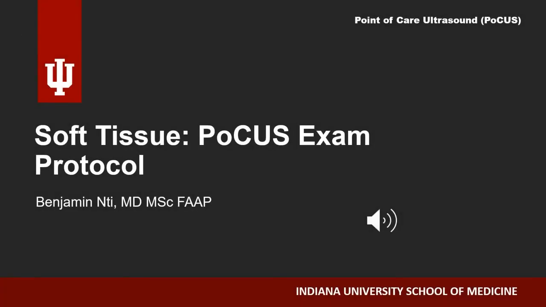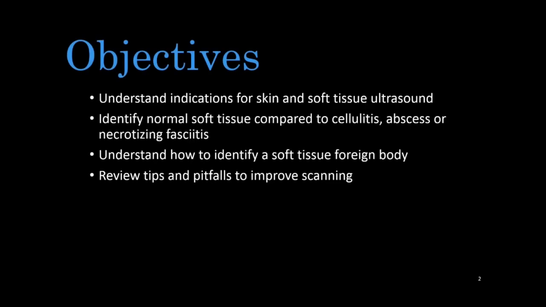In the following slides, we will review the point-of-care ultrasound exam protocol for soft tissue. Our objectives for this ultrasound module are fourfold. We want to first help you understand the indications for skin and soft tissue ultrasound, then be able to identify normal soft tissue when you compare it to cellulitis, abscess, or in some cases, necrotizing fasciitis. Further, we'll also look at how you can use this modality to identify a foreign body in the soft tissue and review some tips and pitfalls to improve your exam.